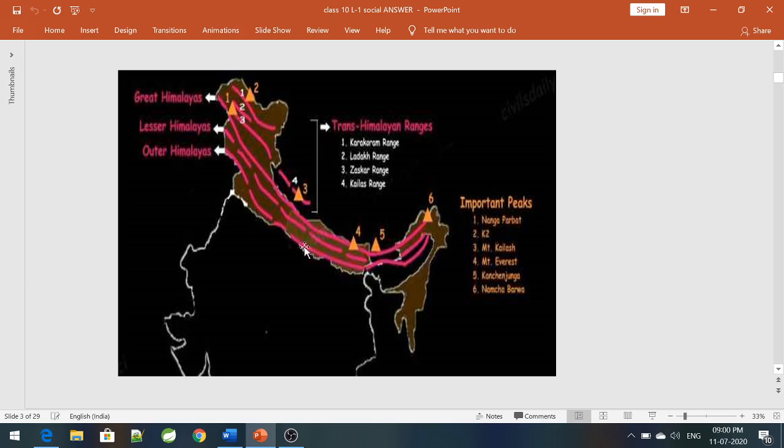And here is also the Shivaliks, and you can see here 1, 2, 3, okay, and these 1, 2, 3 are the highest peaks of the curves of these Himalayas. These are important highest peaks. See, one here is Nanga Parbat, K2 here, and Mount Kailash third, fourth Mount Everest here, Kanchenjunga fifth here, and Namcha Barwa sixth here. And these are the Trans Himalayas here. We have the Trans Himalayas and the Karakoram range, Ladakh range, Zanskar range, and Kailash range.